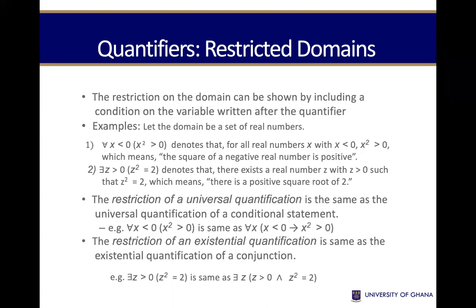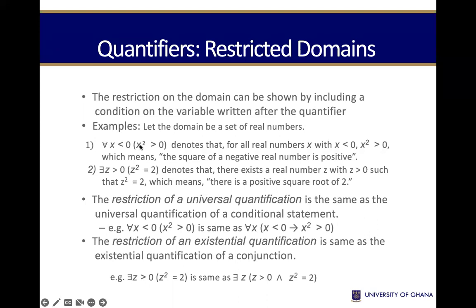Look at this example. Let the domain be the set of all real numbers. For x less than 0, this means that I've been able to restrict the domain of real numbers to only look at negative values, because when x is less than 0, I'm dealing with negative values, real numbers, right? So for x less than 0, and then I know that my domain is a set of real numbers. This means that I'm looking at negative real numbers.